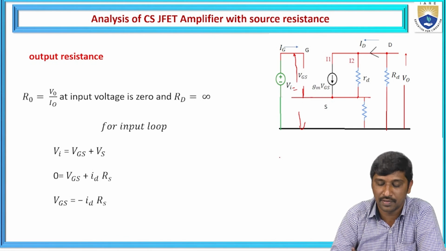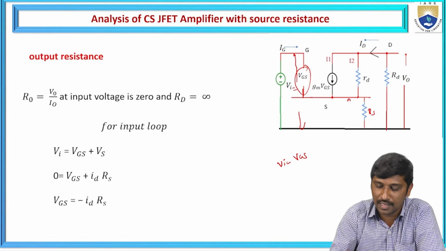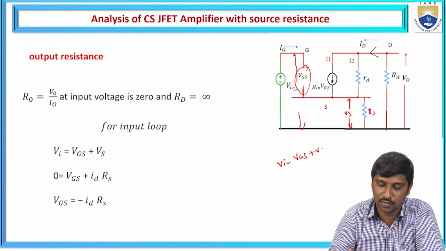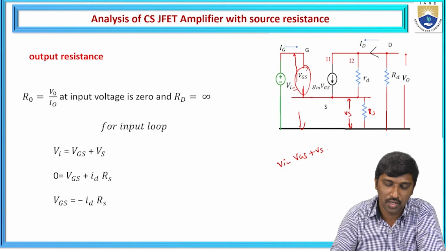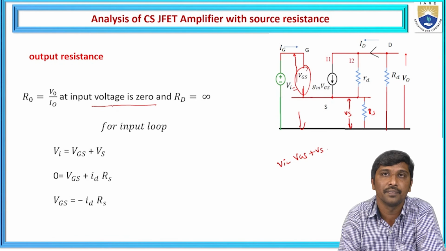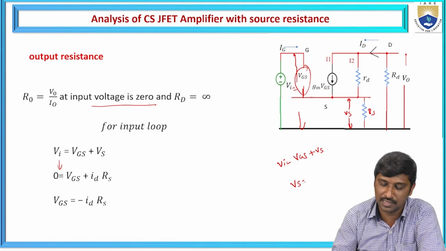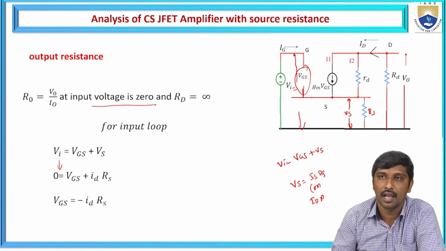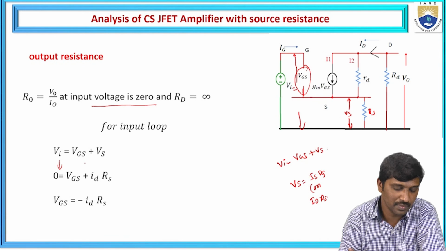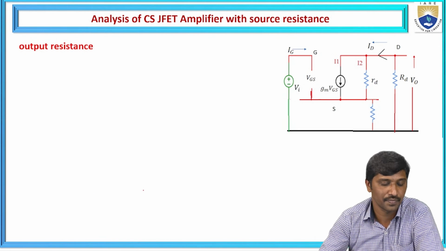So let us consider the input circuit. If you write the KVL loop equation, Vi is represented as one voltage source VGS, and here this is the RS, and another voltage source is Vs, hence Vi is equal to VGS plus Vs. While determining this output impedance, we need to consider the input voltage Vi to be 0. That becomes VGS, and we know that Vs is equal to Is into Rs, or Is is also replaced with Id, hence Id into Rs. Substituting Vi as 0, VGS plus Id into Rs, so from this, VGS is equal to minus Id into Rs.